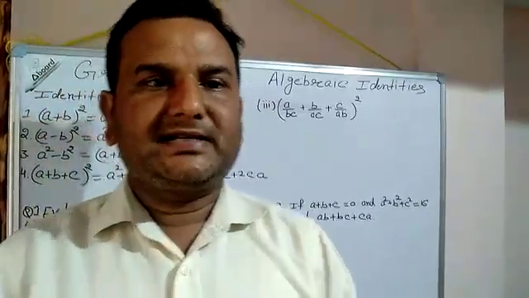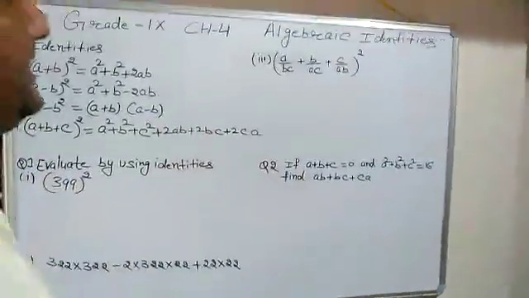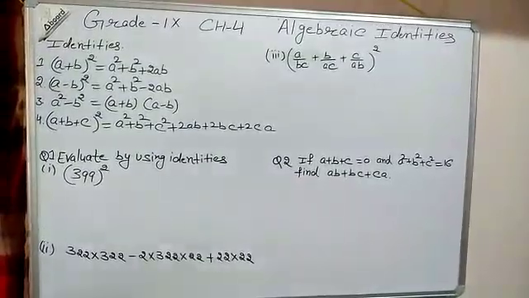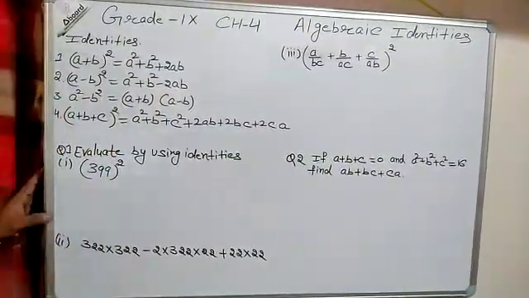Good morning, students. Let us start grade 9th, chapter 4, algebraic identities. Students, our today's topic is identities, but identities of squares only.